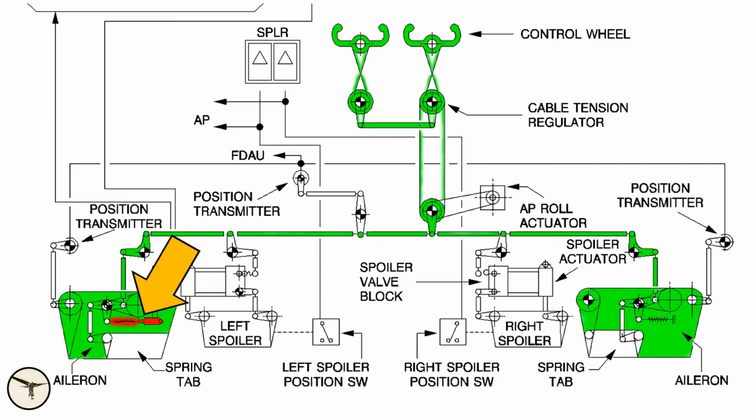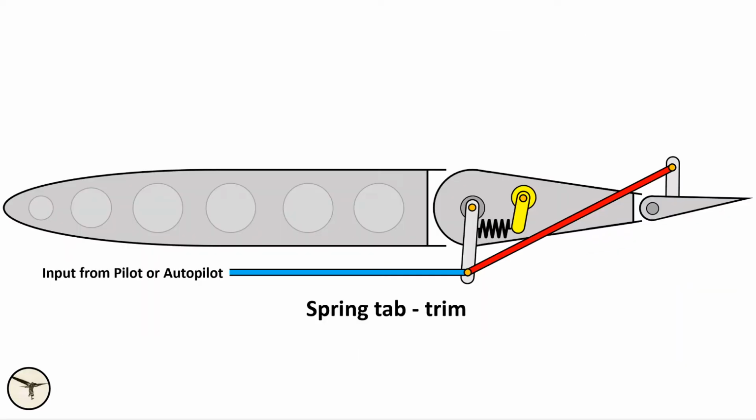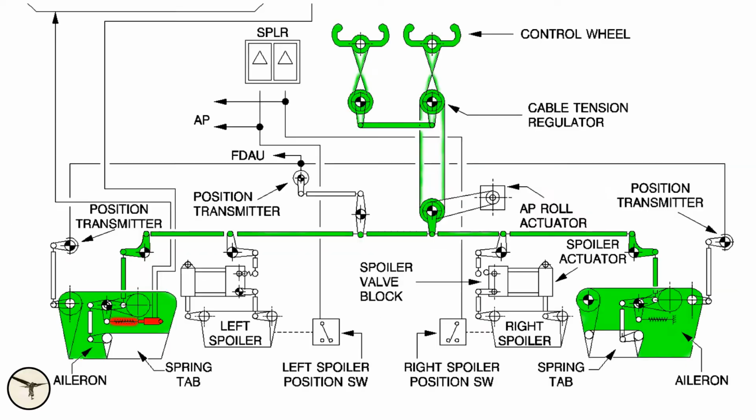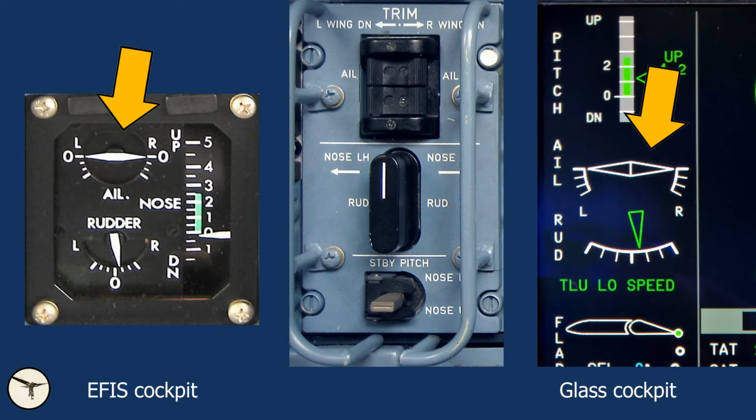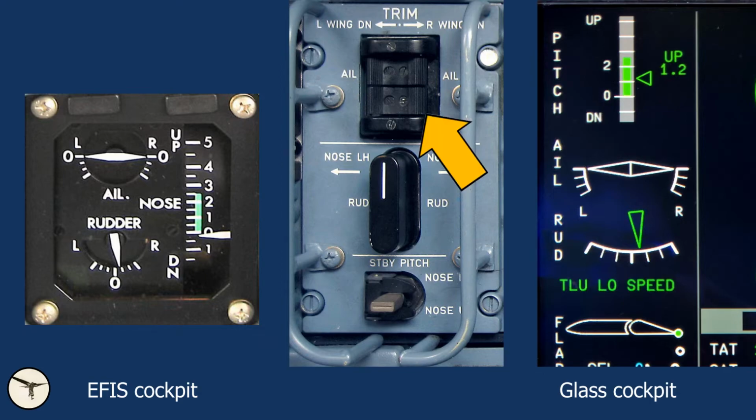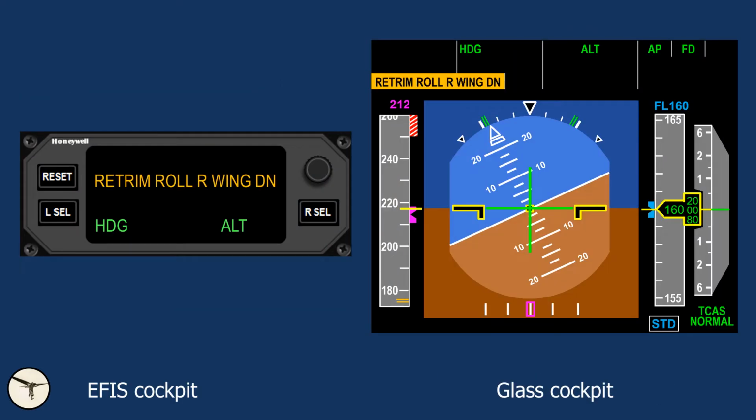Roll trim is performed by changing the neutral position of the left-hand aileron tab. The right-hand tab is not trimmed. Full trim travel takes about 30 seconds. The roll trim is operated with a double rocker switch on the pedestal. The aileron trim cannot be operated when the autopilot is engaged, unless you receive a retrim or mistrim message.